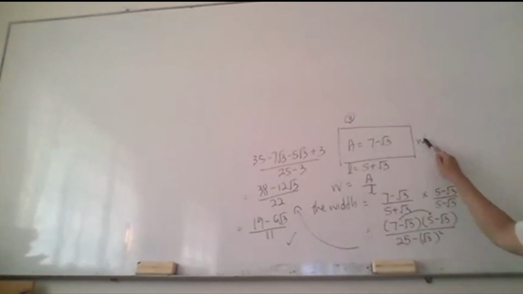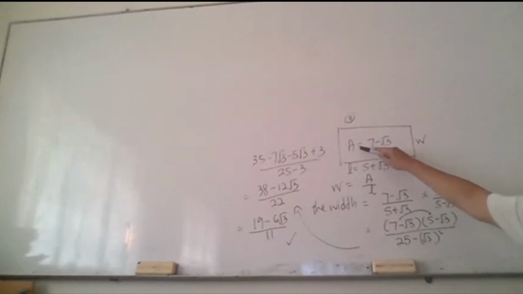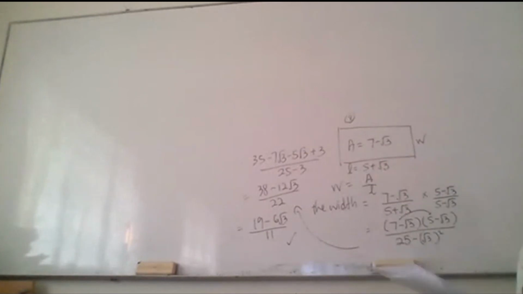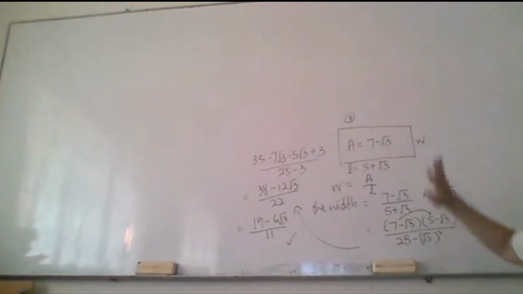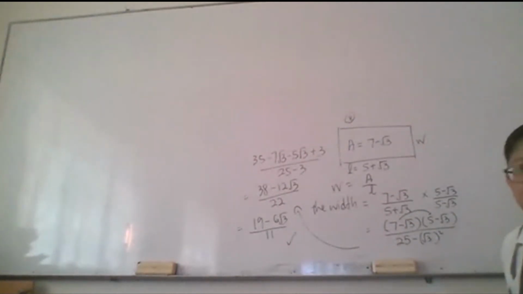So this one times this one, the length times the width, becomes your area. So in order to get W, we're using A divided by L. Okay, so if you can see the working, then I will wrap this up so that I will proceed to question number 9.